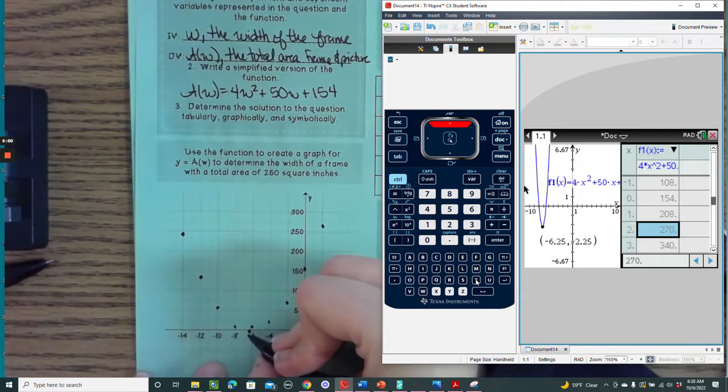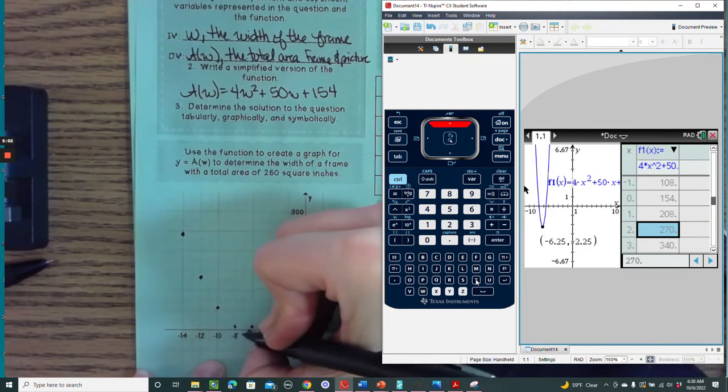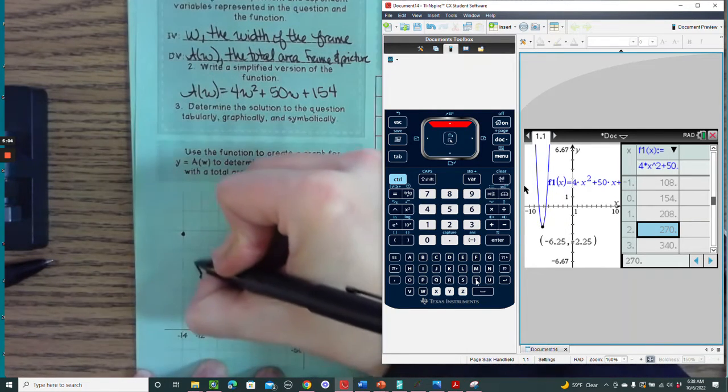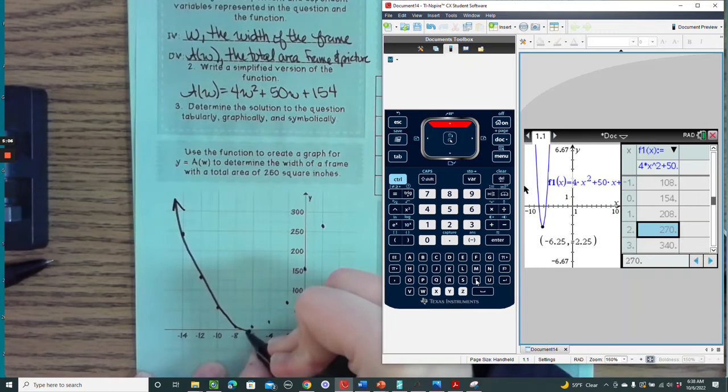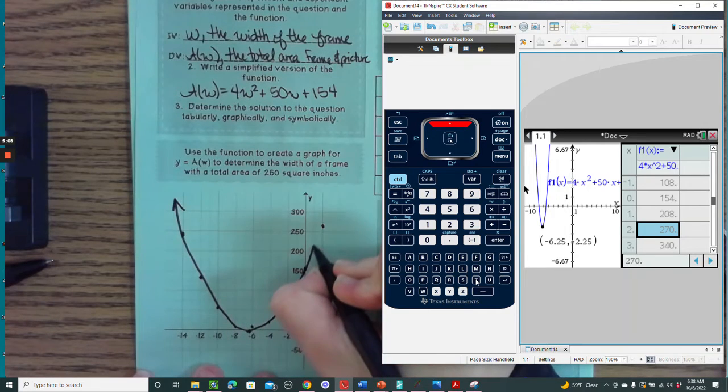So quadratic, I know my vertex is a little bit off here. I'm going to go ahead and try to graph what this should look like.